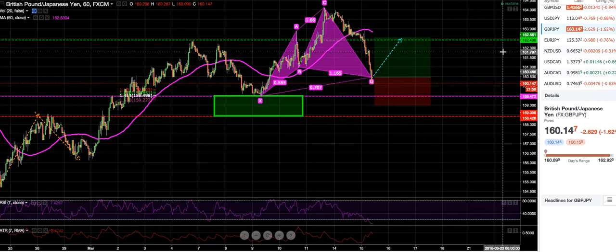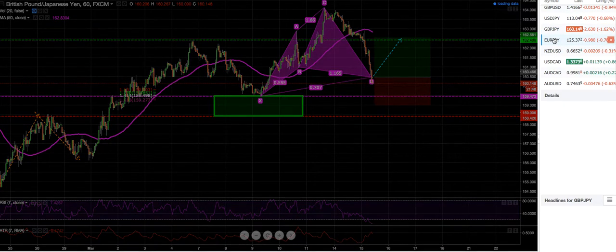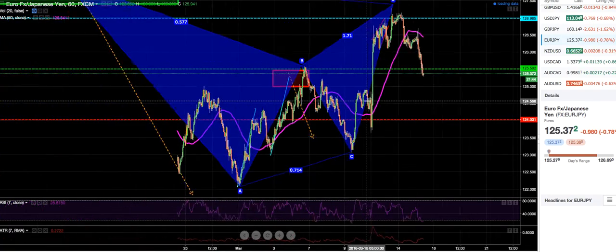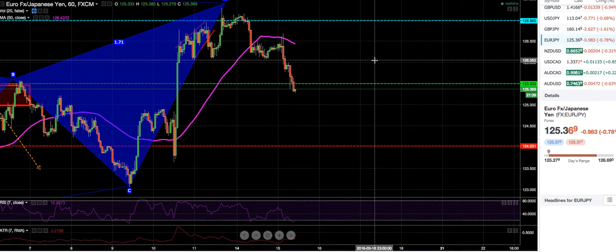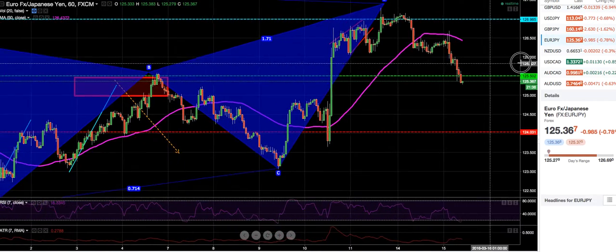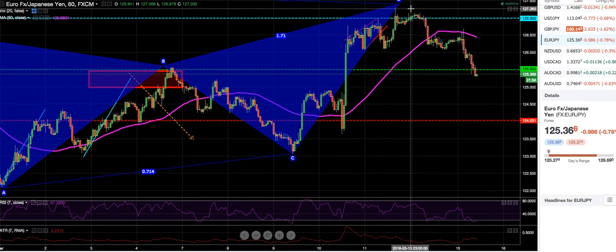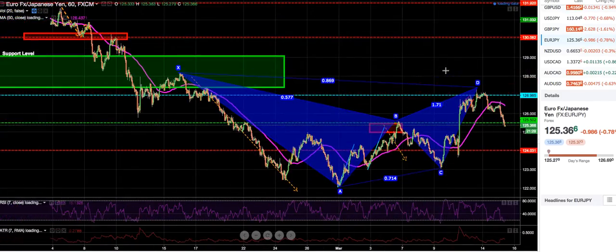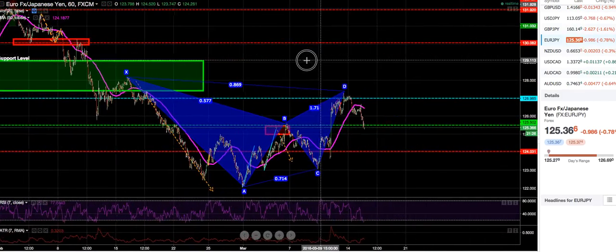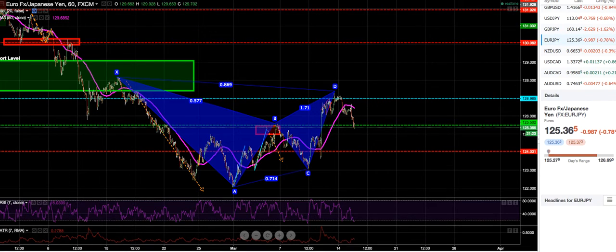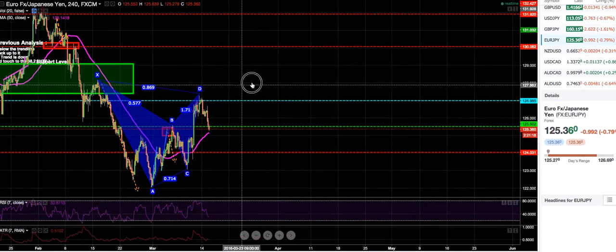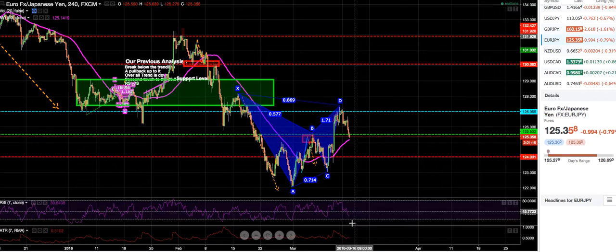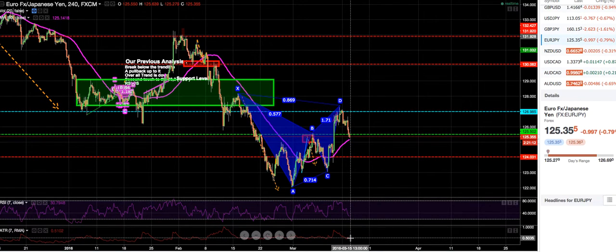We have the Euro Yen next. We had the bigger bat pattern right here, and this is a lesson to us all. Of course, I would like to have gotten short right here, but what's the problem with this right here? First of all, the problem is, not problem. It's a 4-hour pattern, right? So we have to take the ATR of the 4-hour, and that's 50, right?